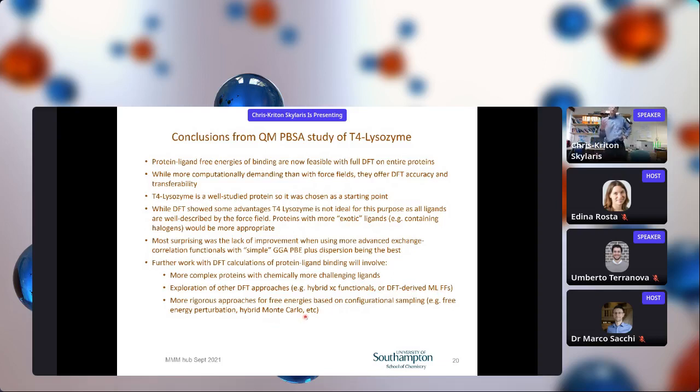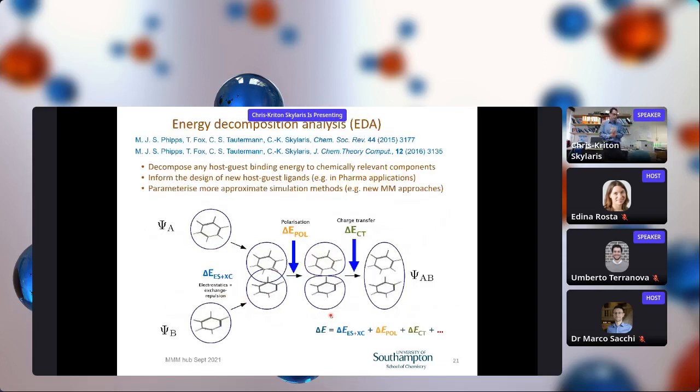And also more rigorous approaches that can be used based on better configuration sampling, such as free energy perturbation or hybrid Monte Carlo. We have done such things in the past, calculating free energies in explicit water with consistently improved results compared to the classical approach. Now, in what remains, I want to show a couple more applications of large-scale DFT.